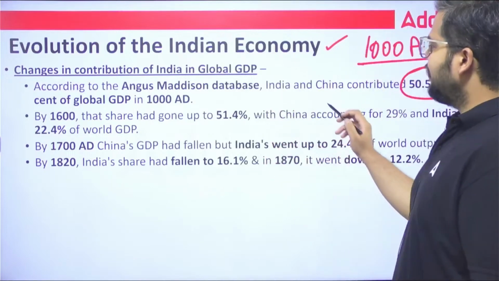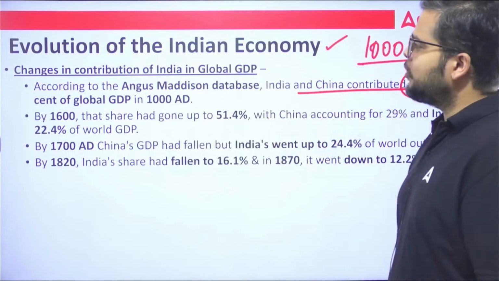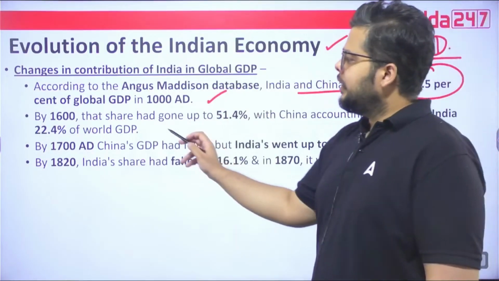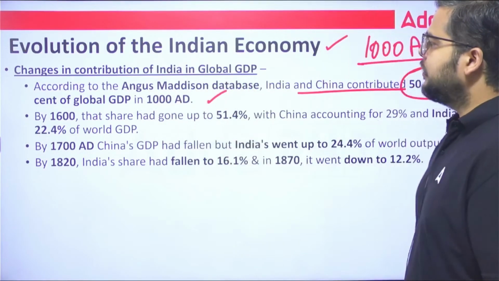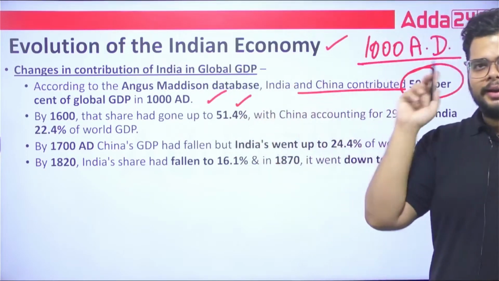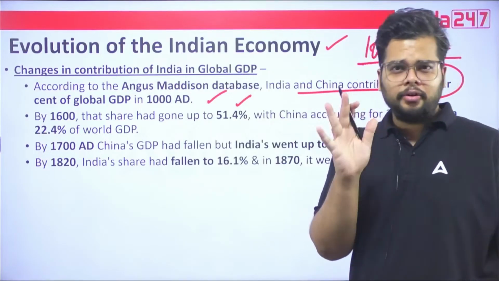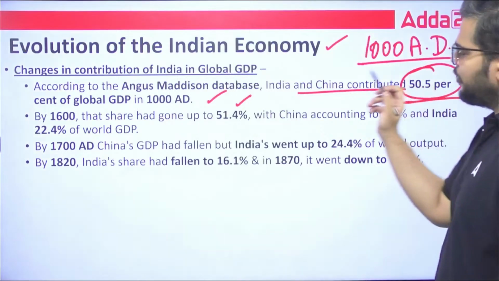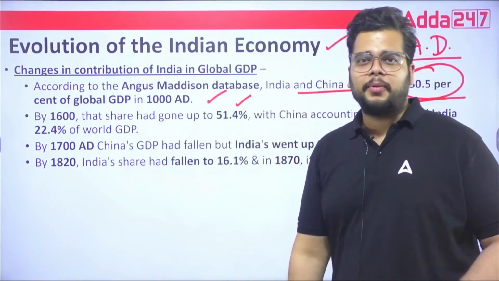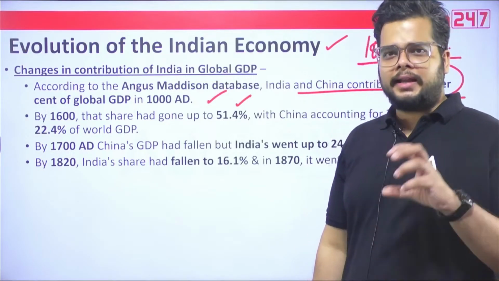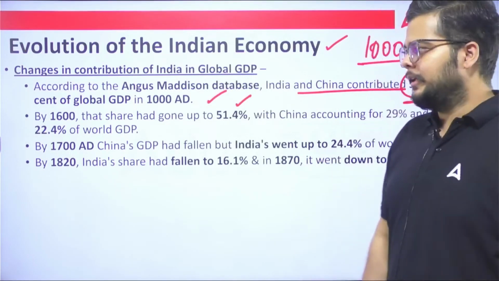So Angus Madison database, India, China, it contributed 50.5% of the global GDP in 1000 AD. Then in 1600 AD, the share has gone up. Now it is moving upwards in 1600 AD. If you are sitting in 1600 AD, you will notice that there is a significant growth from 50.5%. Now it is 51.4% when we talk about the contribution of India and China combined together towards the global GDP.